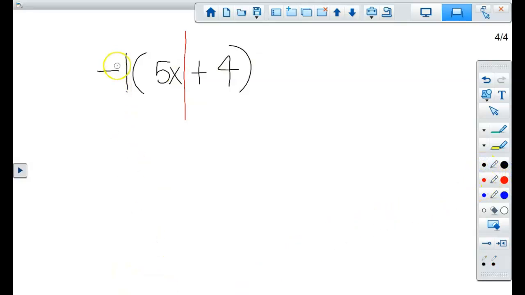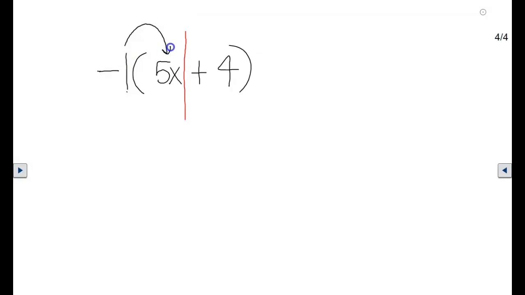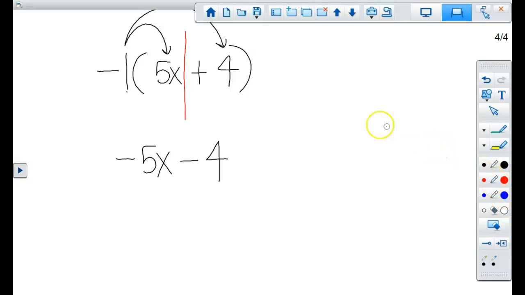So now we distribute. We do negative 1 times each member. Negative 1 times 5x. Negative 1 times 5 will give me negative 5. Reattach x. And then I will do negative 1 times positive 4. Negative 1 times positive 4 is negative 4. So because it's negative, I write minus 4. So on that second term, if he's positive, put plus in front of him. If he's negative, put minus. That's the biggest thing you got to remember here.